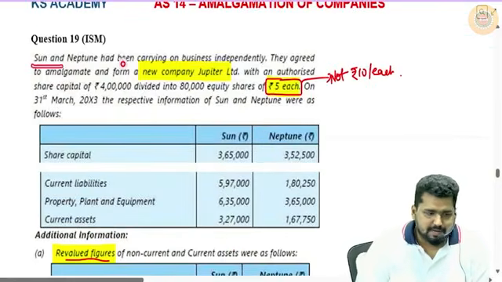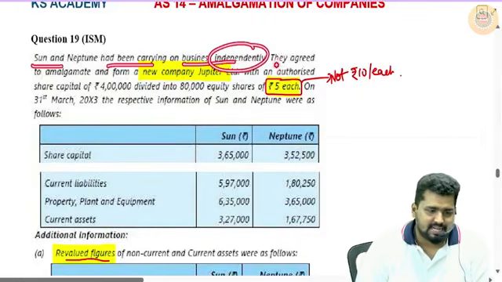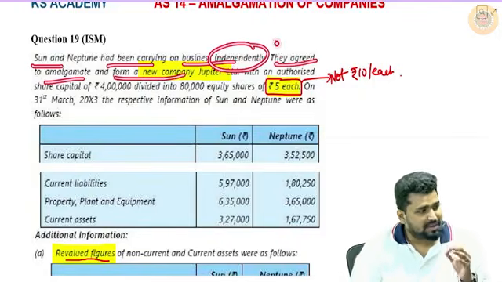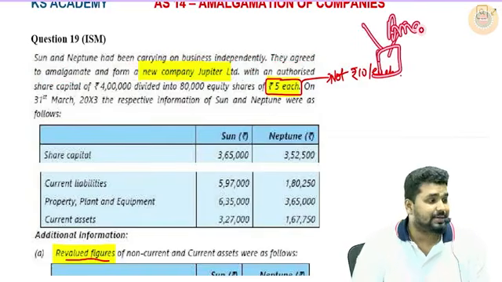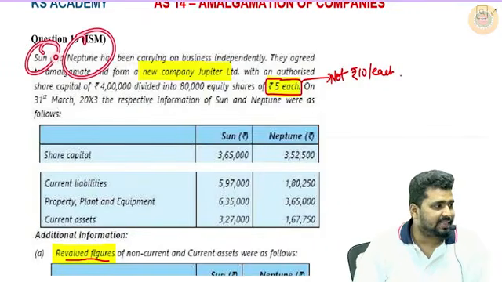See, Sun and Neptune Limited had been carrying on the business independently, means they are doing the business separately. They agreed to amalgamate and form a new firm. I told you, right from the opening itself, when two companies liquidate and form a new company, that process is called amalgamation. Clear? Therefore, here there are two liquidating companies, there are two selling companies.